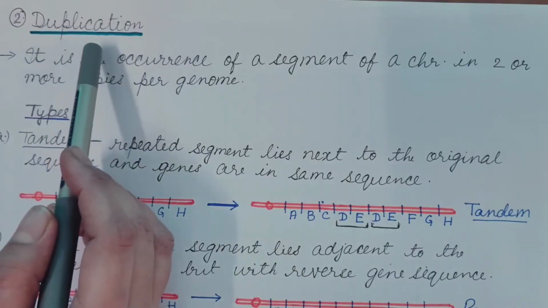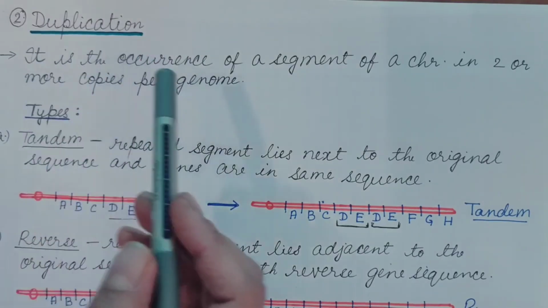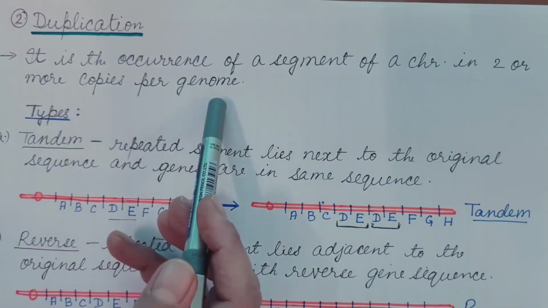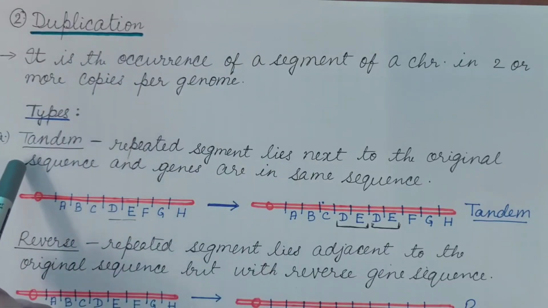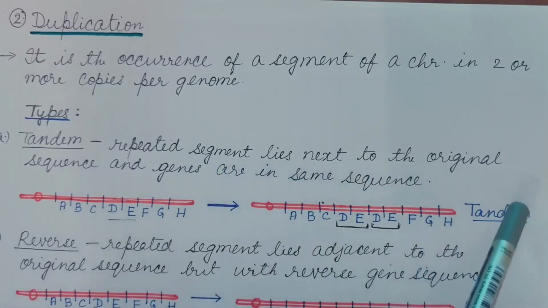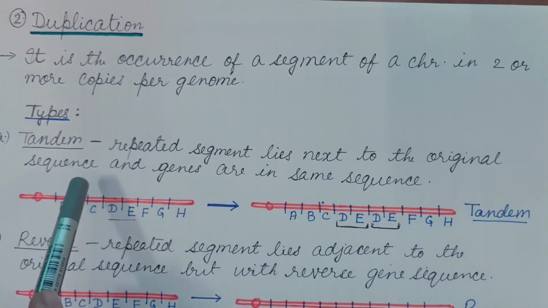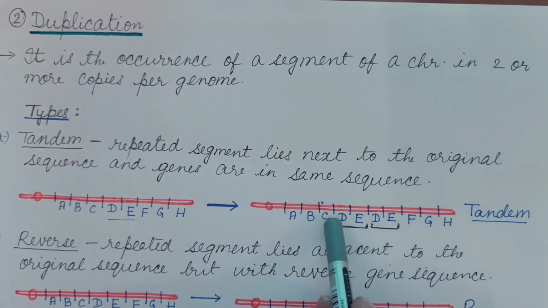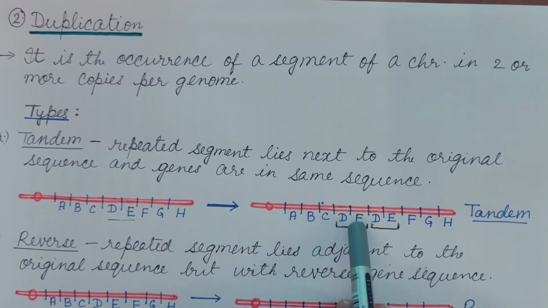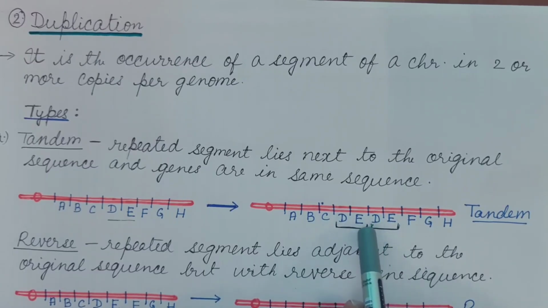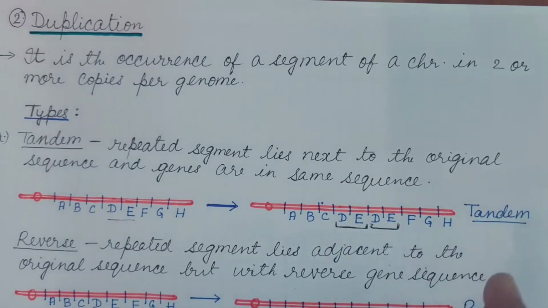Now the second type of chromosomal aberration is duplication. It is the occurrence of a segment of chromosome in 2 or more copies per genome. Types of duplication. Tandem duplication: when the repeated segment lies next to the original sequence and genes are in the same sequence. So this is the original segment having the sequence DE. This is the duplicated segment, which is present adjacent to the original one, and it is present in the same sequence, DE, DE. This is known as tandem duplication.